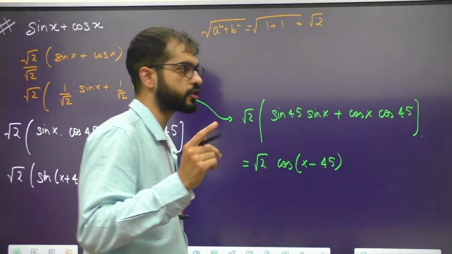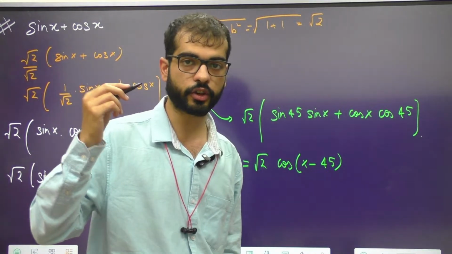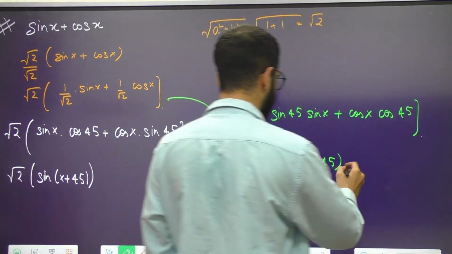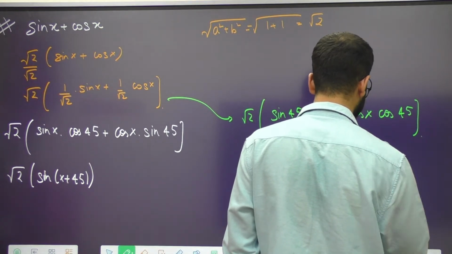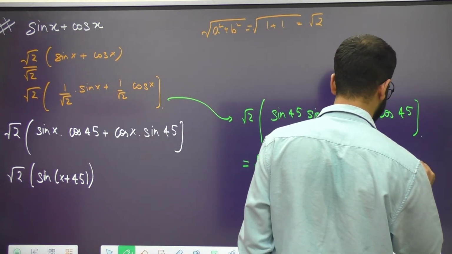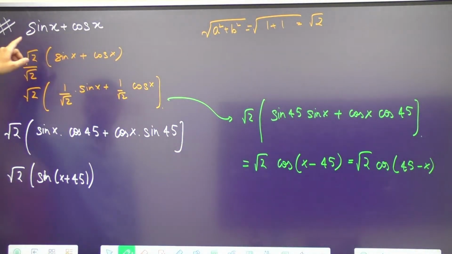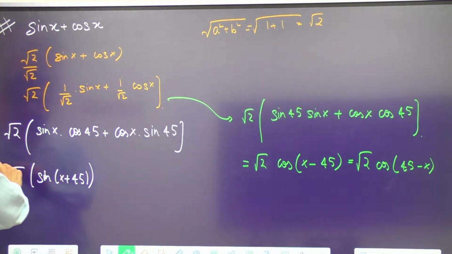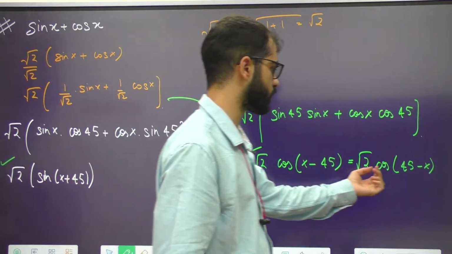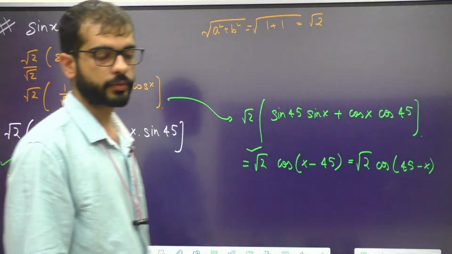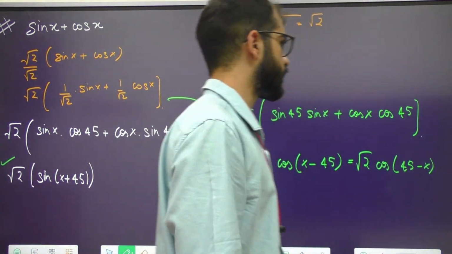And as we know, cos of theta is the same thing as cos of minus theta. As we discussed in the previous lectures, cos consumes the negative. So this can also be written as root 2 cos of 45 minus x. They both are the same thing. So now sin x plus cos x can either be written as root 2 sin of x plus 45 or root 2 cos of x minus 45 or root 2 cos of 45 minus x. I hope that was clear. If there is any doubt, feel free to post in the comments. Okay, let's proceed to the next slide.